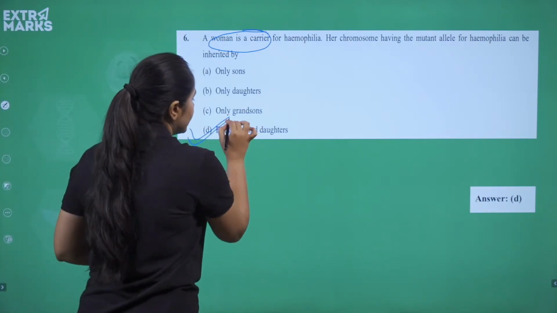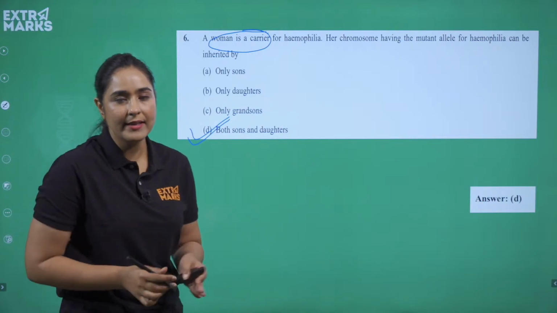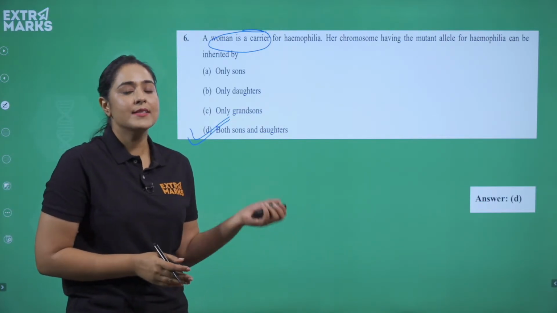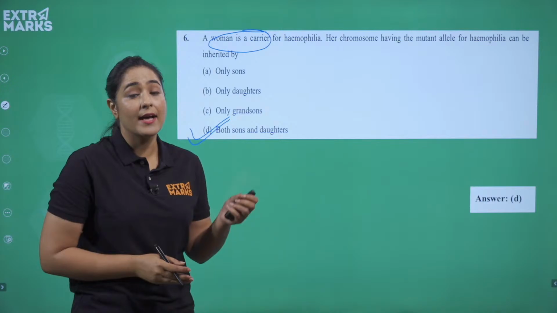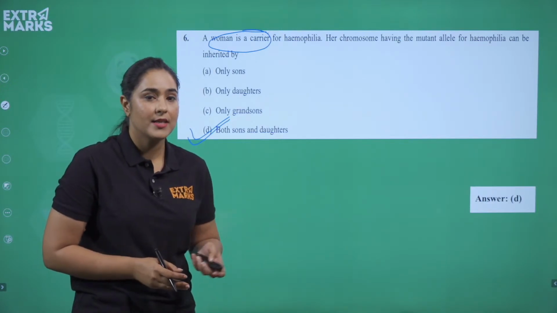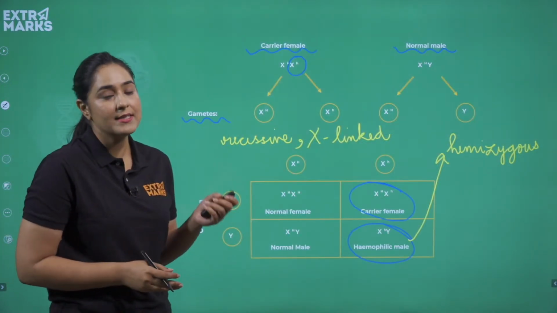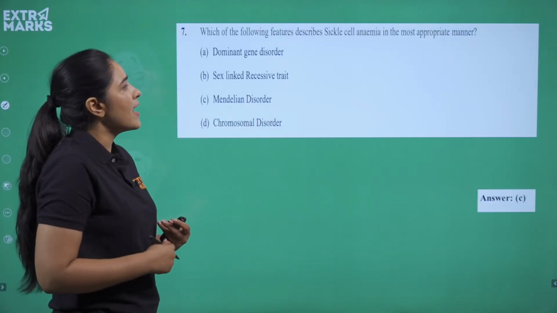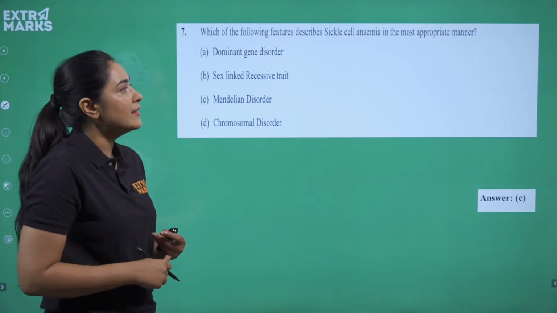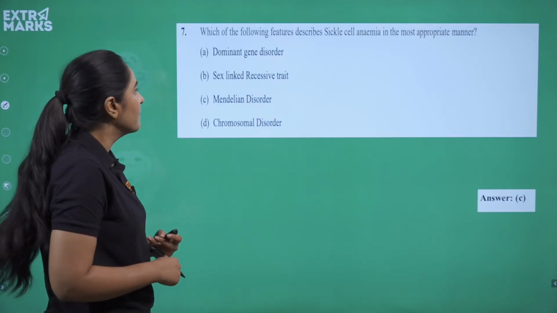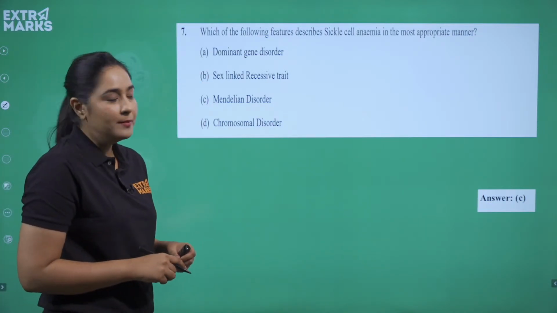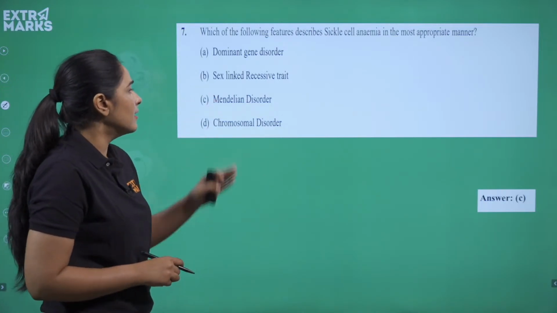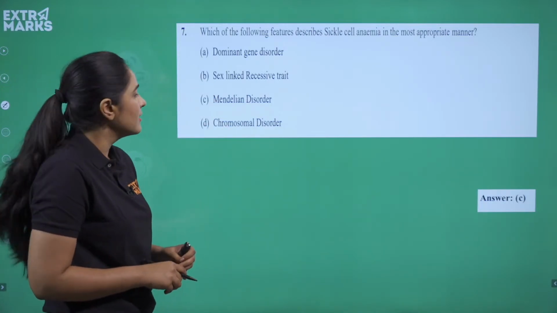Both sons and daughters are inheriting this mutant allele, whereas the daughter is a carrier in this case and the son is affected here. He is having the disease. He is hemophilic. Another question: which of the following features describe sickle cell anemia in the most appropriate manner? A. Dominant gene disorder, B. sex-linked recessive trait, C.